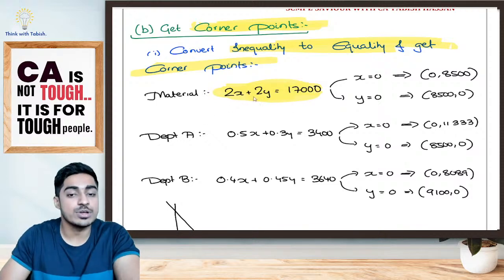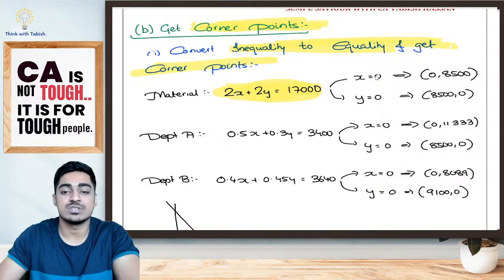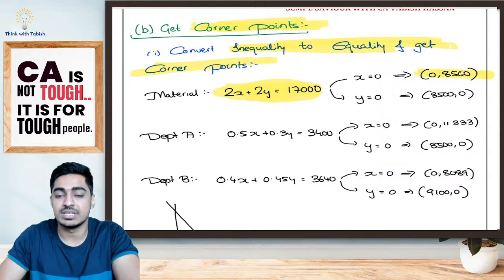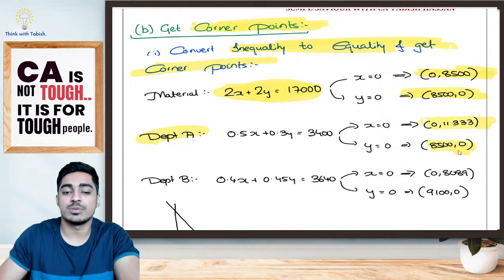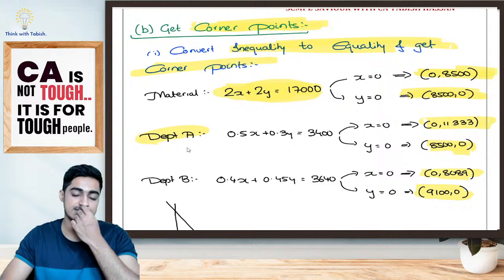First, we want the corner point. So if X is equal to 0, then what happens? 2Y is equal to 17,000, so Y will be 8,500. So this is one corner point. If Y is equal to 0, X will be 8,500. Similarly, we do for department A and get the corner points. Similarly, we do for department B and get the corner points. This is what we do.